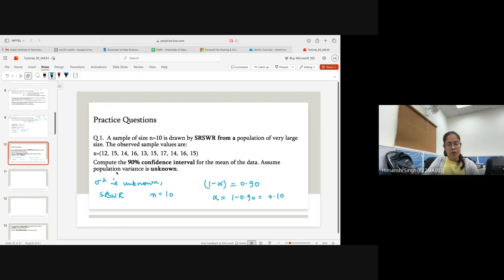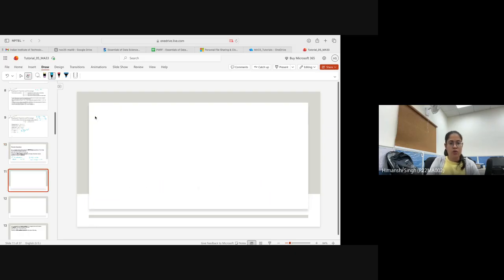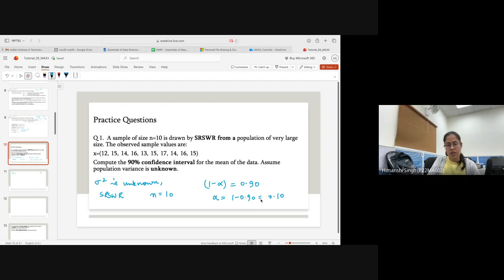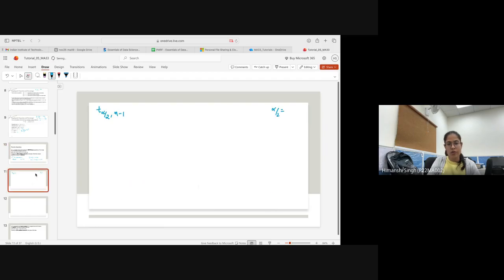Now, since the population variance is unknown, we will use the student's T distribution. So what is T alpha by 2, comma, n minus 1? Basically, what is alpha by 2? Alpha by 2 is 0.10 divided by 2, that is 0.05. So this will be QT in R, if I want to write it. It is QT 1 minus alpha by 2, comma, n minus 1. So this is the R command.